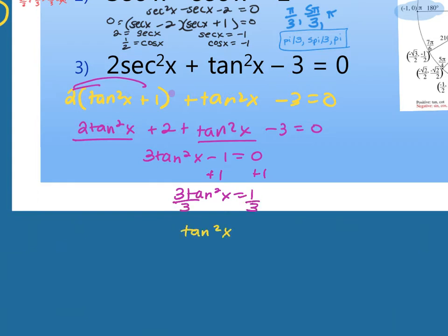Tan squared x equals 1/3. Square root both sides, putting a plus and minus in the front. And I get plus and minus the square root of 1 over the square root of 3, which is 1 over square root 3, which gets rationalized to root 3 over 3.